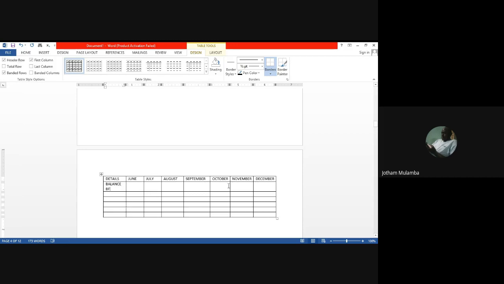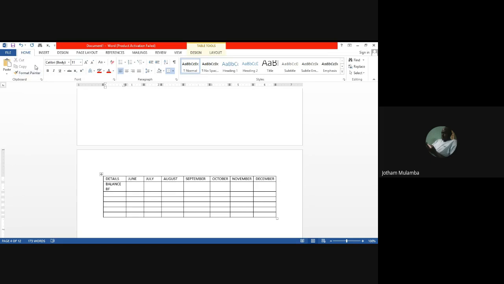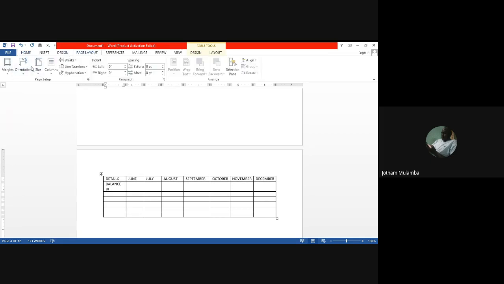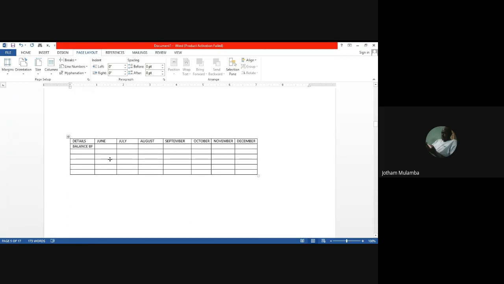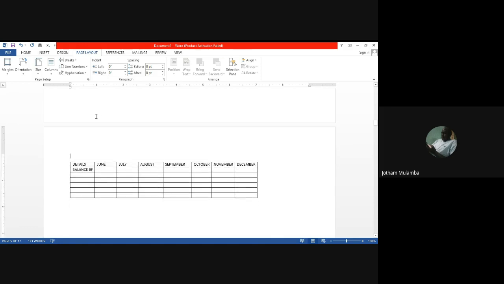Then, once you have recorded the balance forward, just a minute, I convert the layout orientation to landscape, so that we are able to utilize this space appropriately. After that, we'll have cash receipts.